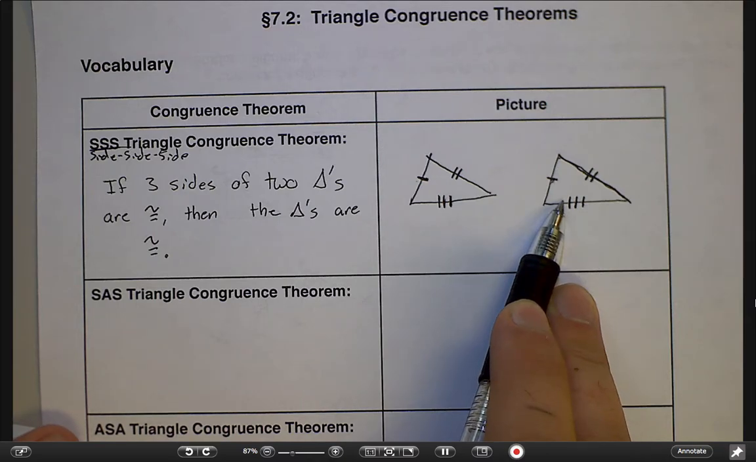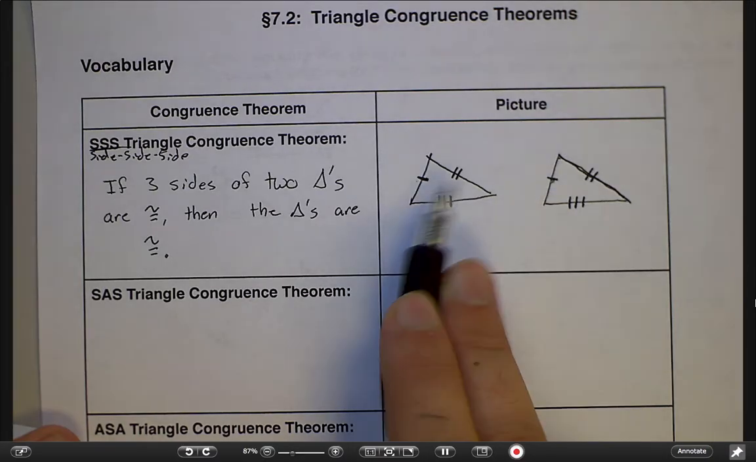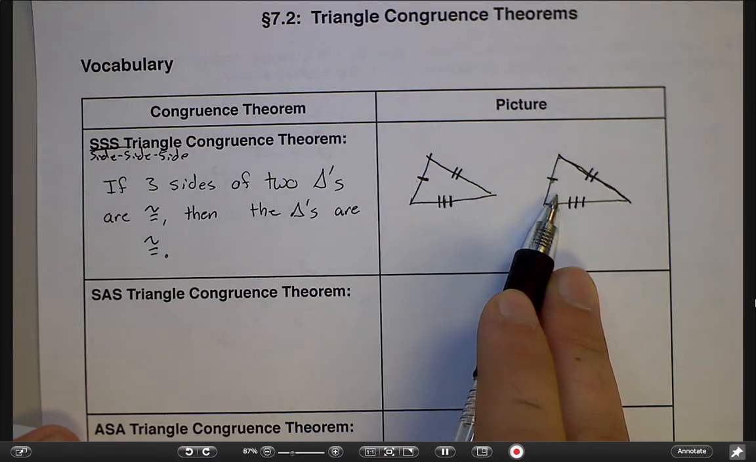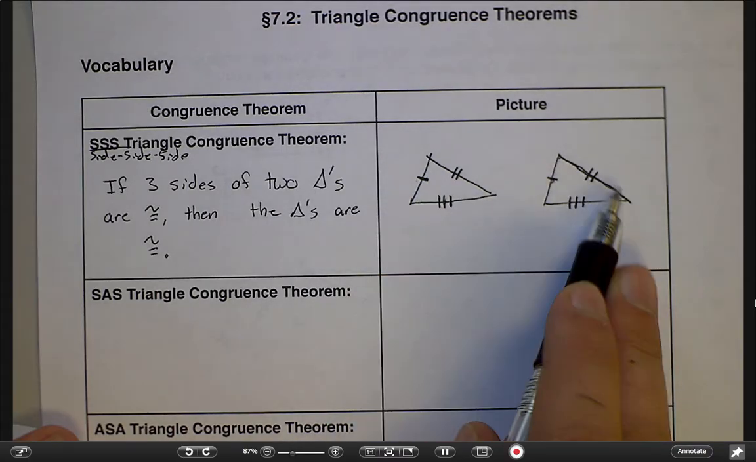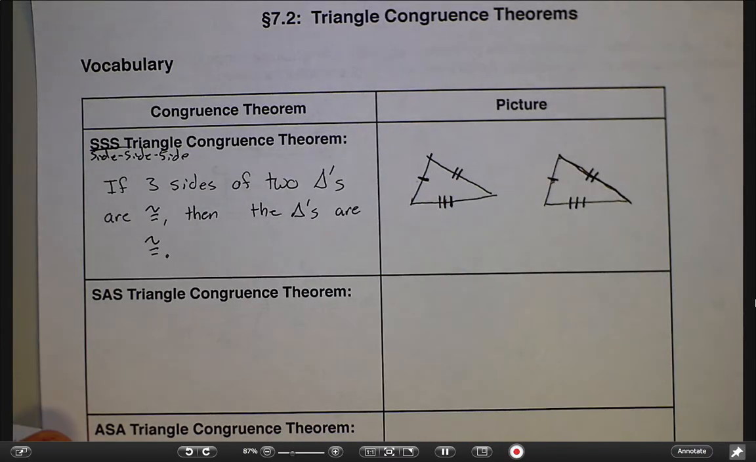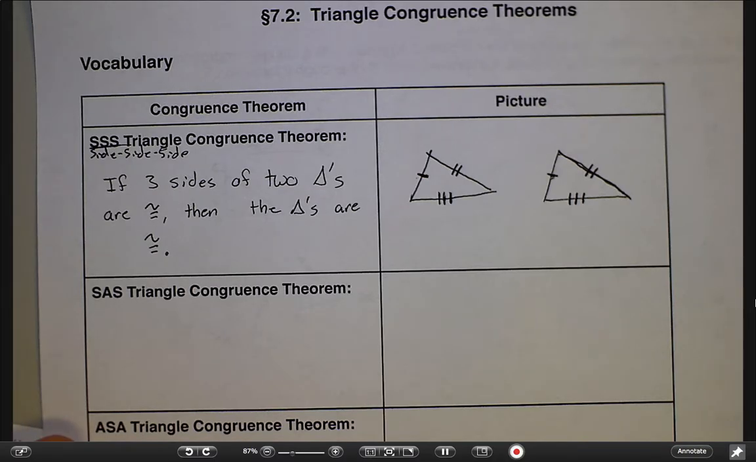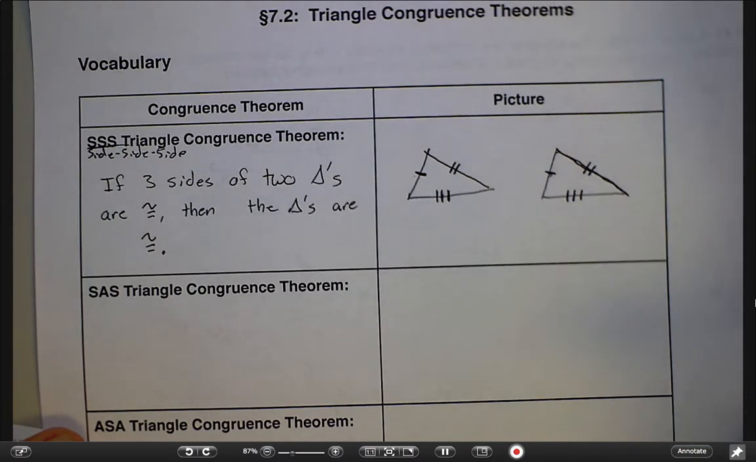Okay? And if we think back to what we talked about a couple days ago, that would then mean that corresponding parts of these congruent figures are congruent as well. So the angles would match up, the other angles I would have between this, I would have collinearity, all of that stuff still applies. Okay? So let's go ahead and move on to our next one here.